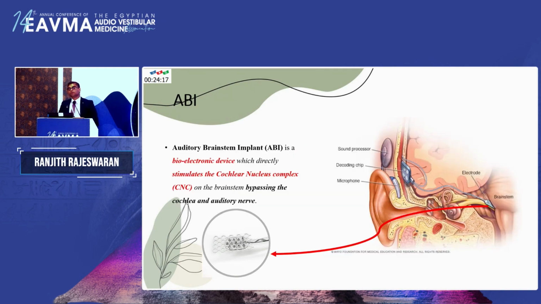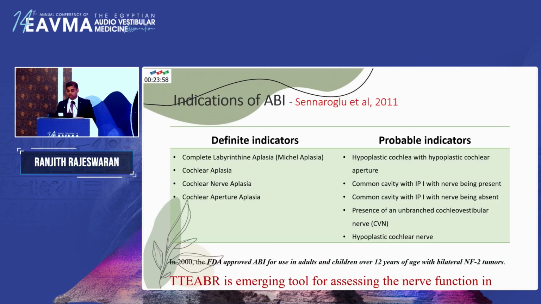Okay, so auditory brainstem implant is basically a bioelectronic device which is very similar to a cochlear implant. The only difference between a cochlear implant and the brainstem implant is the electrode shape and the placement. Apart from that, it's exactly the same. But the most important thing is who is a candidate for a brainstem implant. As per Scenario Globe, there are two indications. Definite indications are where the cochlea is absent or the nerve is absent, where you can't use a cochlear implant, then he is a candidate for a brainstem implant.